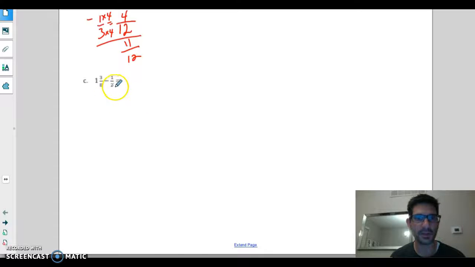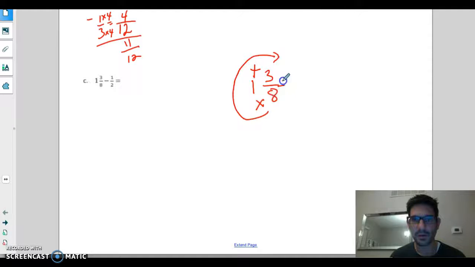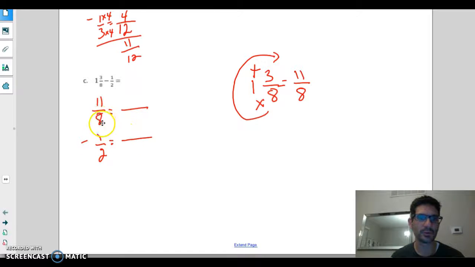We have 1 3/8 minus 1/2. So I'm going to multiply and add, so it goes this way. 8 times 1 is 8, plus 3 is 11. So it's 11/8. Let's do 11/8 minus 1/2. Now, you could just multiply these two, and that would be 16. That's times 2, that's times 2. That's 22. Follow me? Equivalent fractions, 1/2 times 8, times 8.